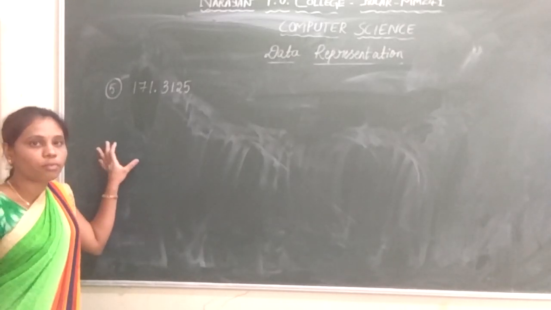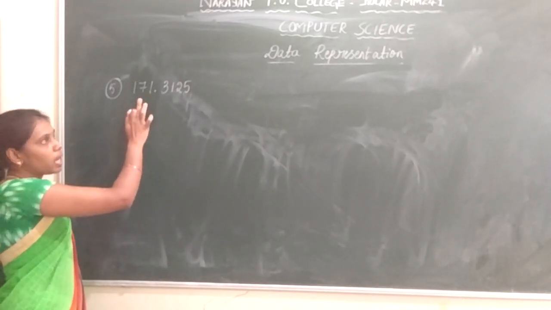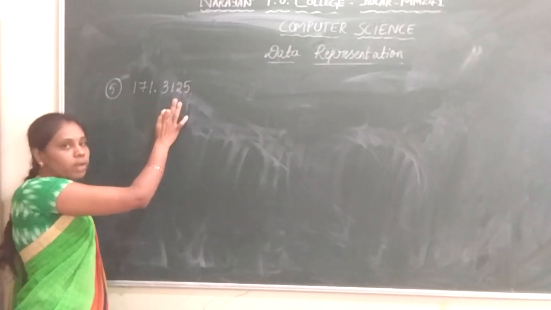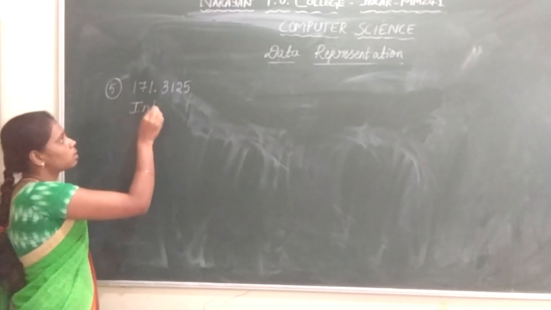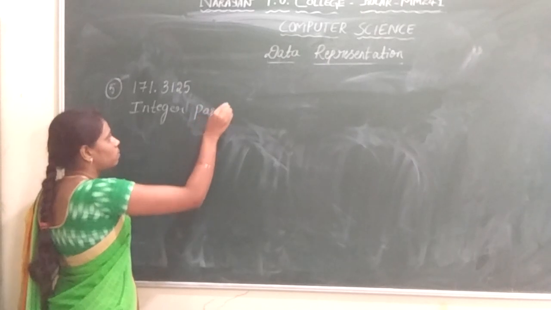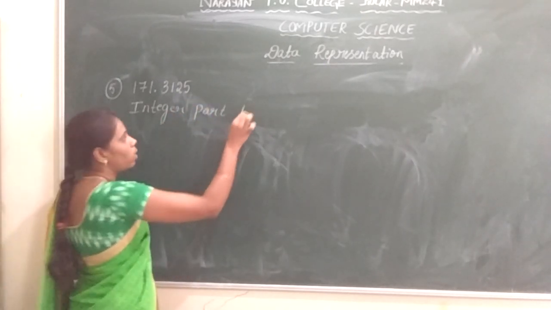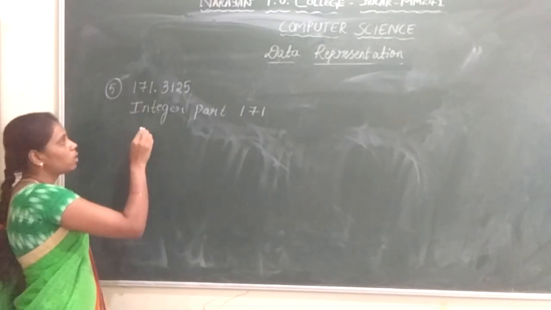Now we will see one more problem for the same conversion. So this is the 5th question. We will see one more example. Now it has both integer part and fractional part. Consider only the integer part. That is 171. Divide this 171 by 2.